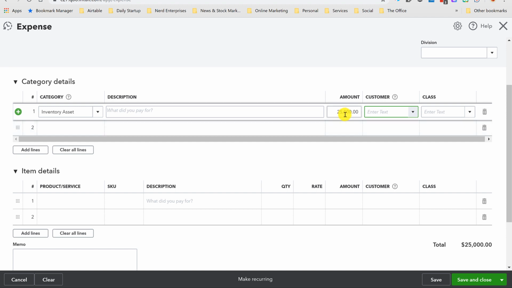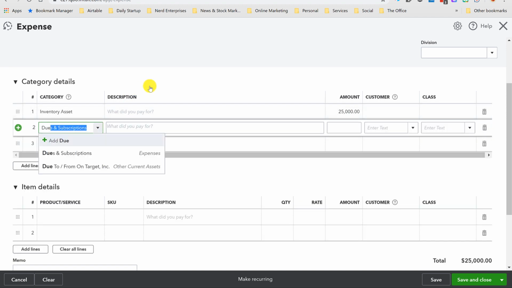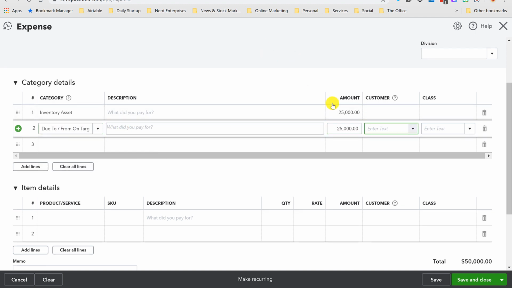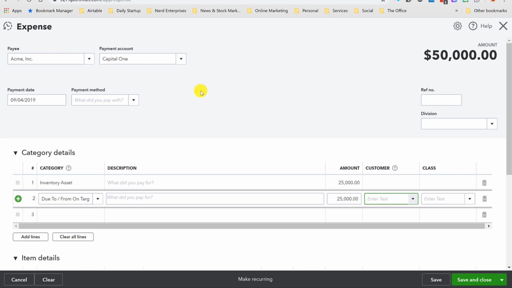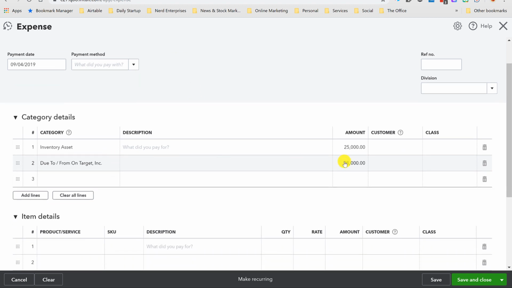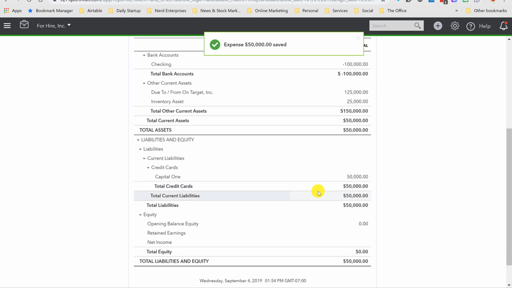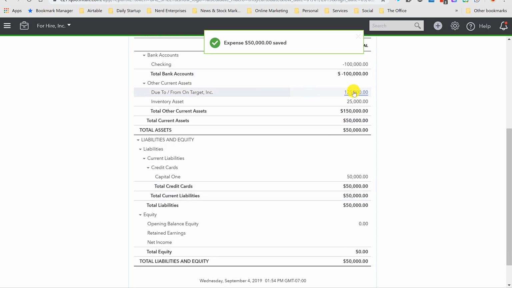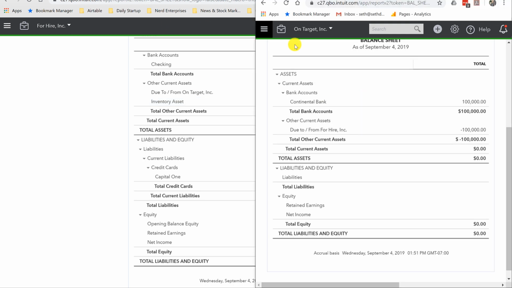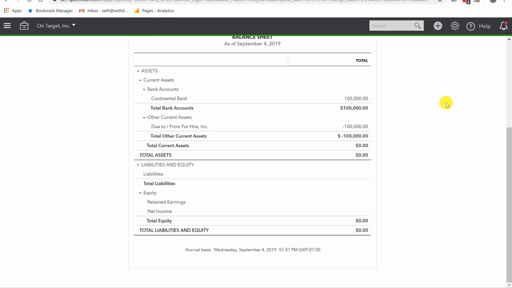So 25,000 of the 50,000 goes into inventory. The other 25,000 goes to due to from On Target Inc. So now we've got our whole $50,000 charge, which will show up on our Capital One, but it's properly split here between inventory and the amount of it that's really going to be used by On Target Inc. Right? So I'll say save and close. And now you can see I have the due to from is 125,000 with the inventory asset now showing as 25,000. Let's go to the other company's books and record the mirror image entry.